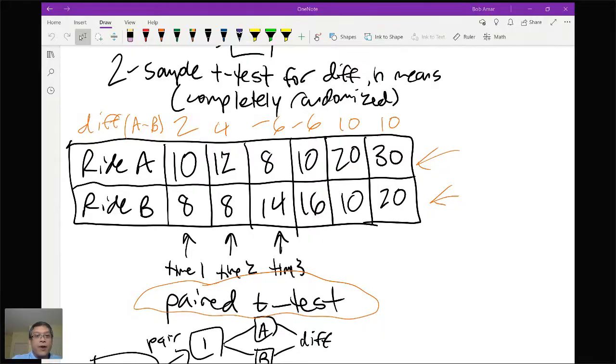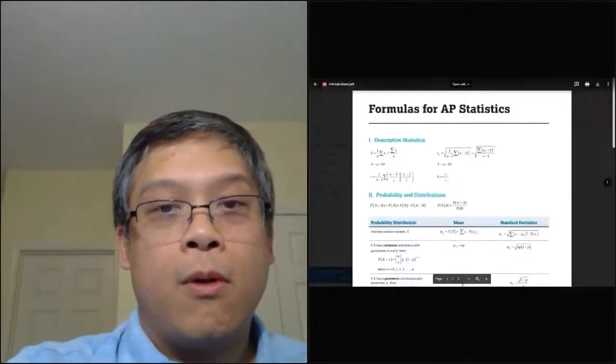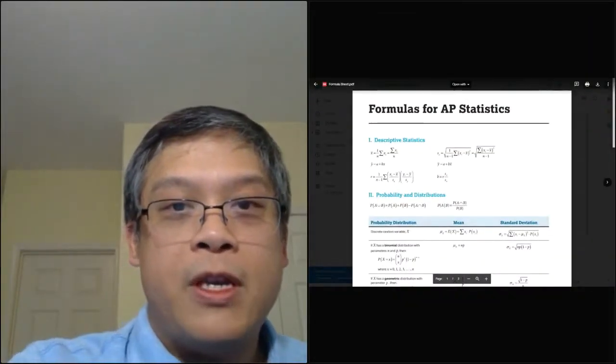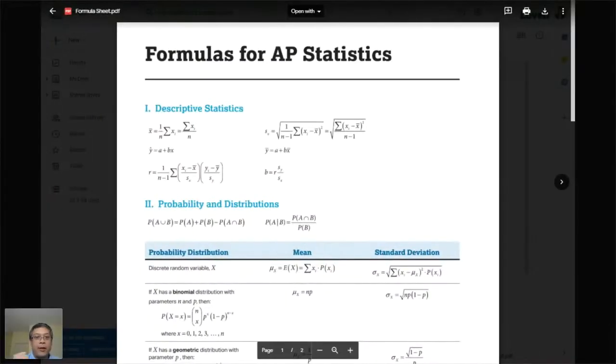In order to do this, let's see if I can navigate the closing of the video this time a little bit better. Let me see here. Let's do tabs. Where did I have the formula sheet up a second ago? Okay, there we go. You should at this point be able to see a formula sheet. We got it this time.